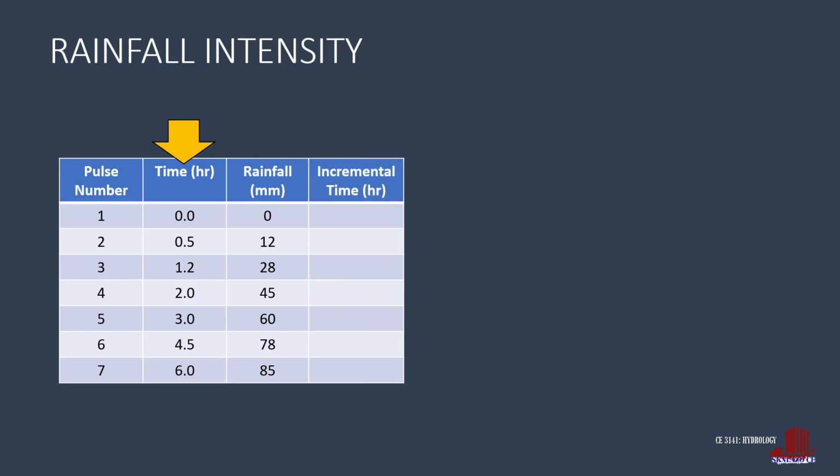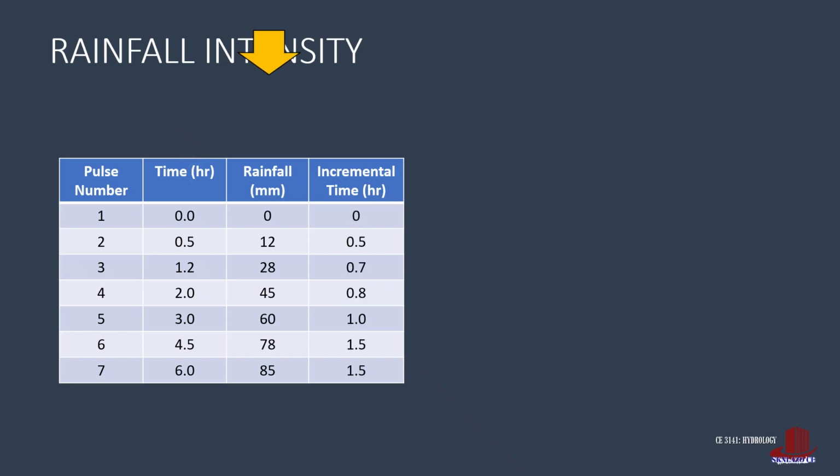So we place another column for incremental time, then place the first entry as 0. The next entry is solved as 0.5 minus 0, giving 0.5. Then 1.2 minus 0.5 is 0.7. There are also 2 less 1.2, which is 0.8, and 3 minus 2, giving 1. The last two entries are 4.5 minus 3, which is 1.5, and also 1.5 from 6 less 4.5.